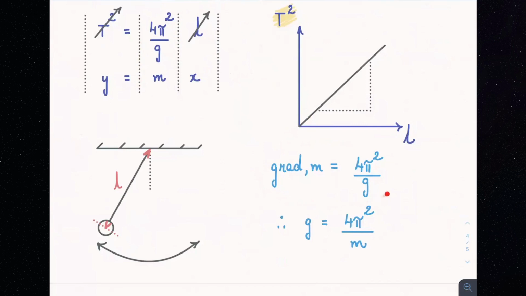All right, don't forget that the gradient is always found using change in y over change in x. But then we are saying that we can also equate it to 4 pi squared on g. The aim is to find g, and this can simply be found by working 4 pi squared divided by the gradient.